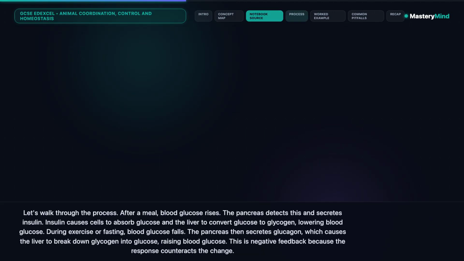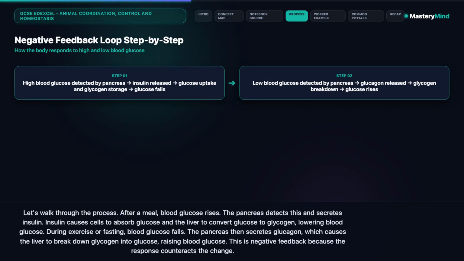Let's walk through the process. After a meal, blood glucose rises. The pancreas detects this and secretes insulin. Insulin causes cells to absorb glucose and the liver to convert glucose to glycogen, lowering blood glucose. During exercise or fasting, blood glucose falls. The pancreas then secretes glucagon, which causes the liver to break down glycogen into glucose, raising blood glucose. This is negative feedback because the response counteracts the change.